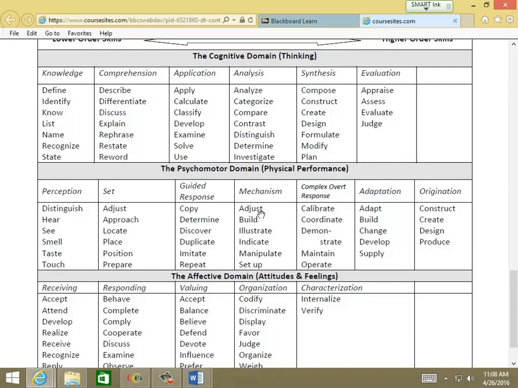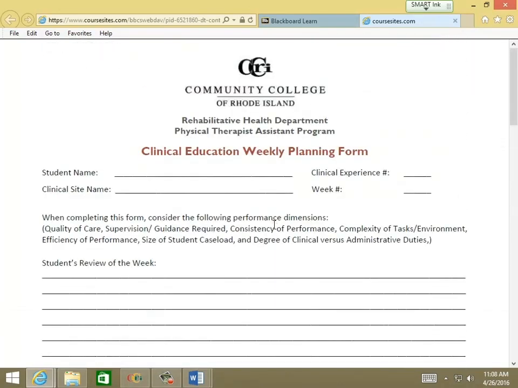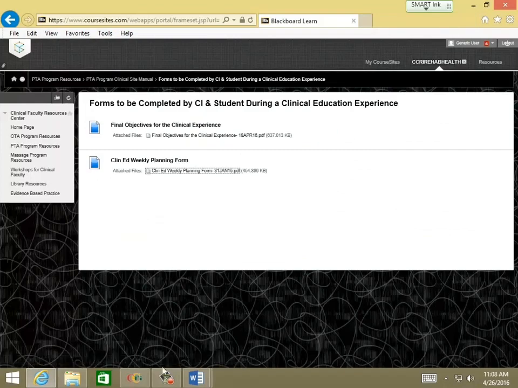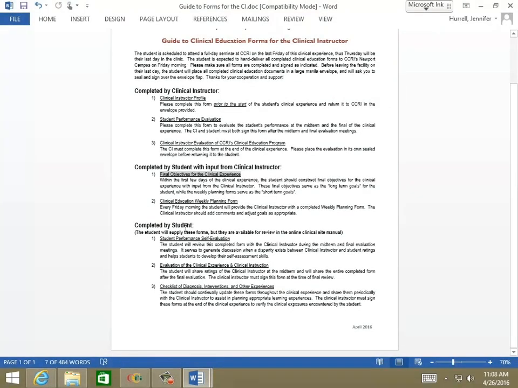So these might be helpful verbs to use to start out the goals that are being written. All right, so that takes us through the forms completed by the CI and the student together. And the final category to look at are the forms completed by the student themselves.